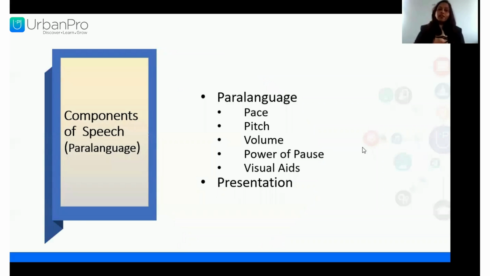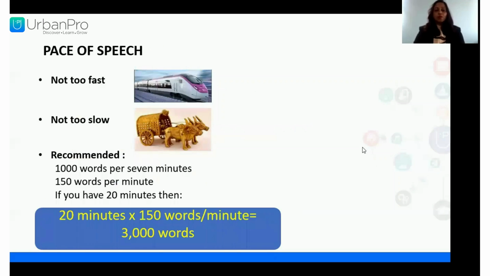So here are the components of speech, that is paralanguage. As you can see here, it's pace, pitch, volume. There is pause. We will learn about the power of pause as well, and visual aids. And then I will tell you some points about how to prepare your presentation and how to present it. Let's go through them one by one.